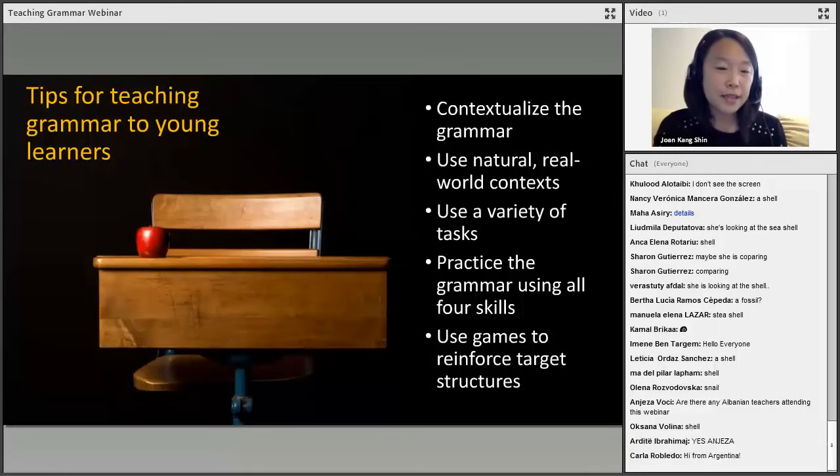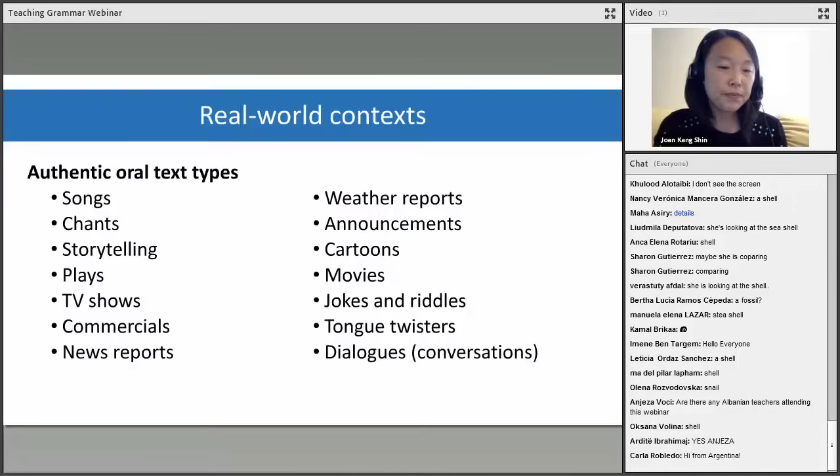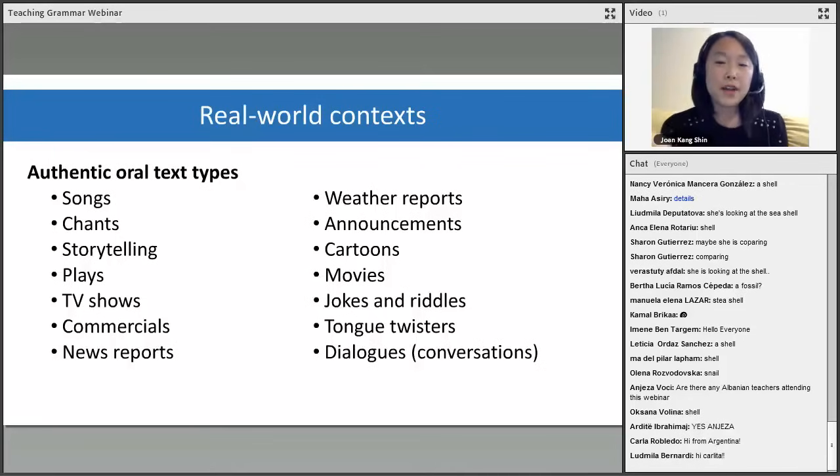All right. So, real world context, we said. Now, these are examples of authentic oral text types.